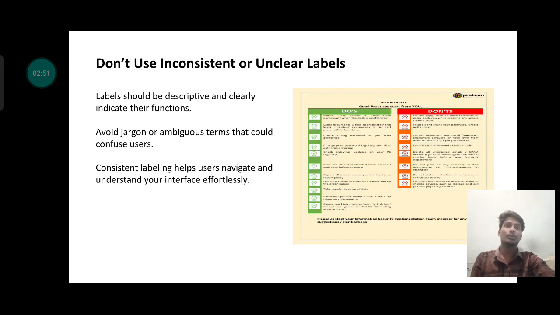Now, don't use inconsistent or unclear labels. Labels should be descriptive and clearly indicate their functions. Avoid jargon or ambiguous terms that could confuse users. Now, consistent labeling helps users navigate and understand your user interface effortlessly. This is the diagram of the inconsistency.